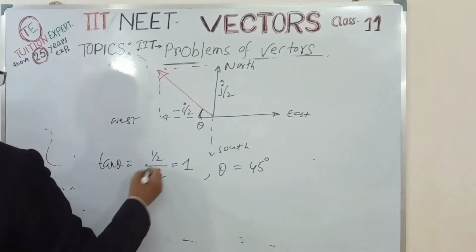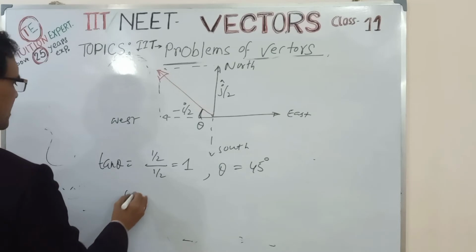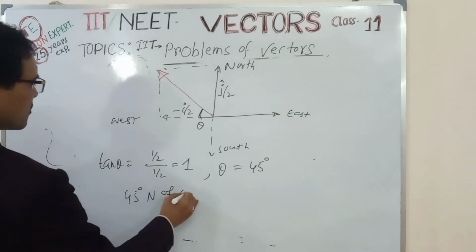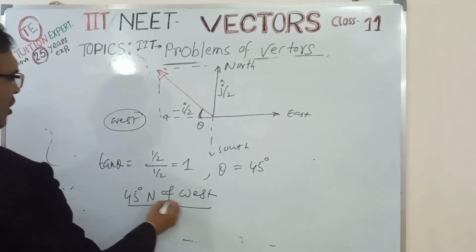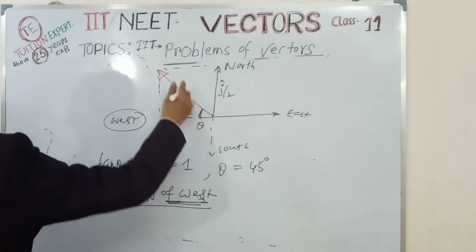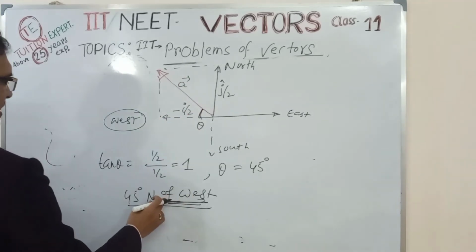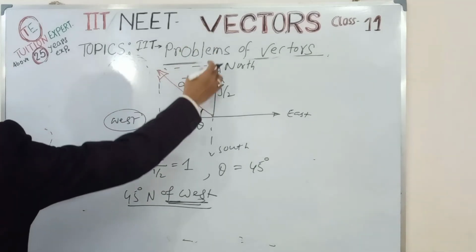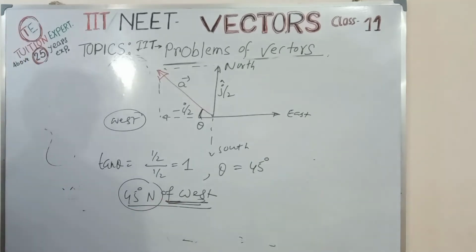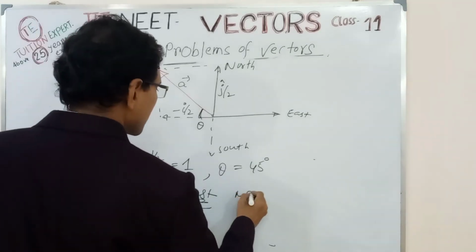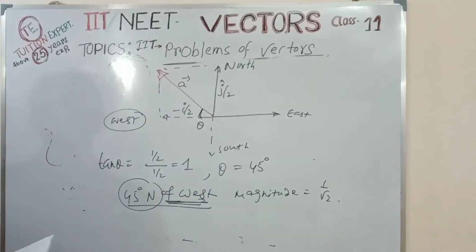So we can express the direction as 45 degree north of west. North of west, because this is west. We write of west because the direction is 45 degree from the west, and it is directed towards north. So 45 degree north of west. The direction is this, and magnitude is 1 by root 2. Next problem.